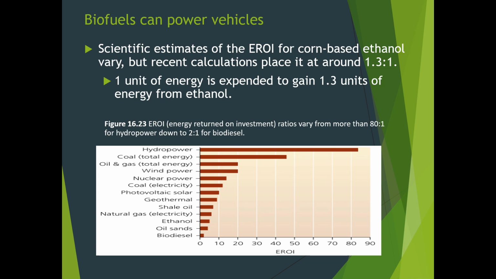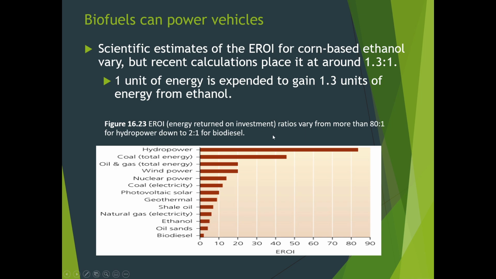Okay. So scientific estimates of the EROI of corn-based ethanol vary, but recent calculations place it at about a 1.3 to 1 ratio. So 1 unit of energy is expended to get 1.3 units of energy of ethanol. So we get 1 and we get 1.3 energy units out. So it's really not exactly the best of the best.